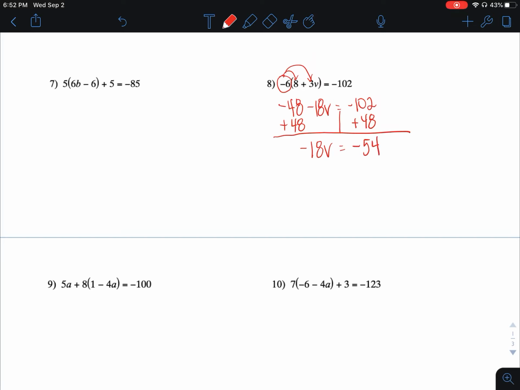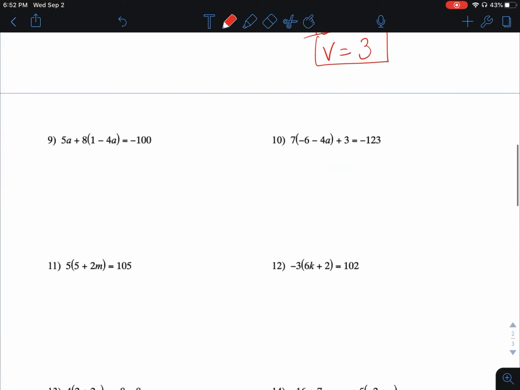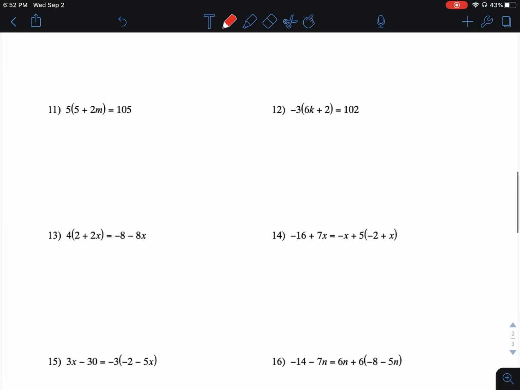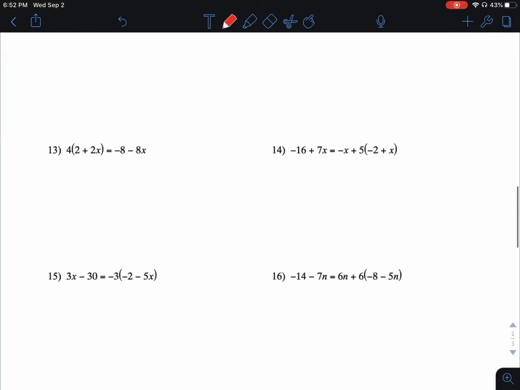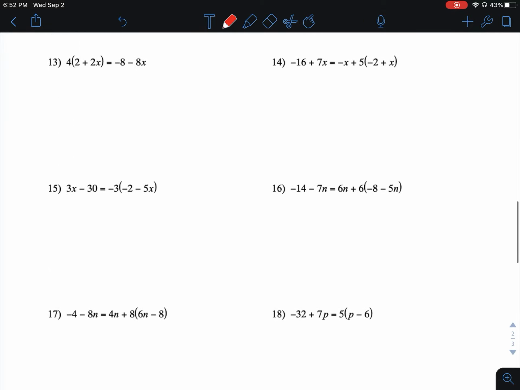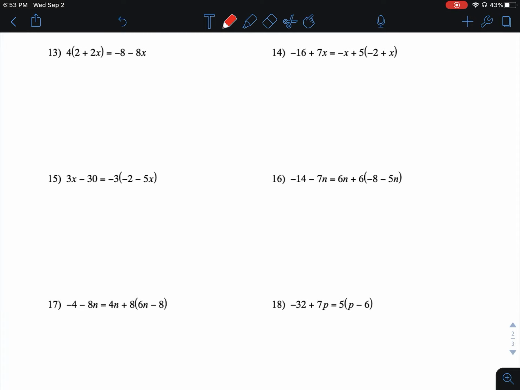Again, you guys use calculators, perfectly fine. So negative 18, we're going to divide each side by negative 18. Remember, you always divide by the number that's with the letter. So we have v equals, and negative over a negative makes a positive. So this is a positive 3. Again, use your calculator, okay? So that's what you're doing down here. I notice that things get a little bit more complicated down here as we go down. Okay, so just take it one step at a time.